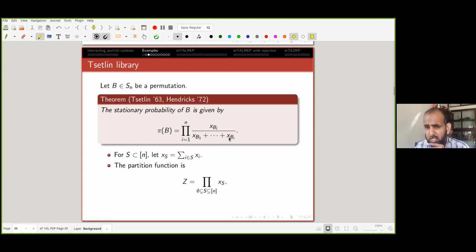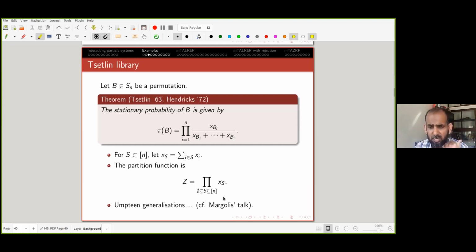To say what the partition function is, I have to take the common denominator of these guys. For every subset S of 1 through n, let x_S be the sum of x_i's for i in S. Then the partition function is the product of all x_S's over all non-empty subsets of 1 through n. So you notice that this is manifestly a symmetric function in x_1 up through x_n. So this is what I mean by combinatorial interacting particles. And for not obvious reasons, you get the partition function to be completely symmetric.